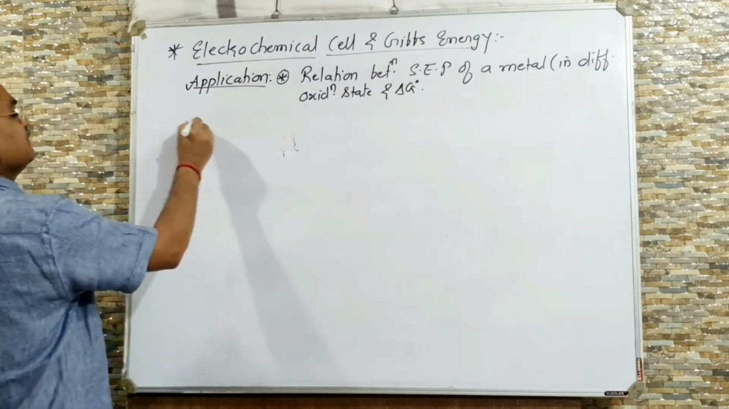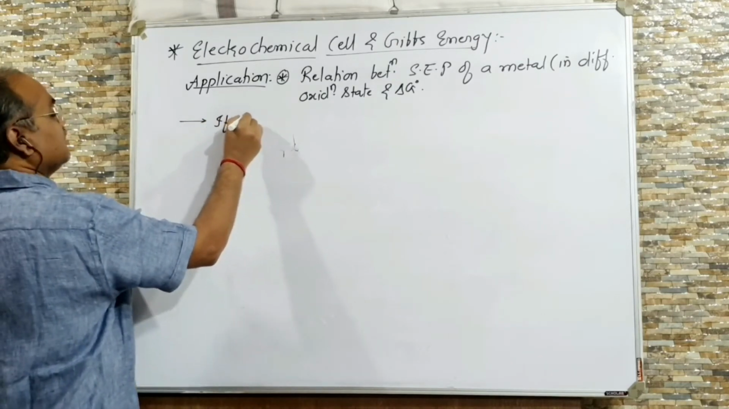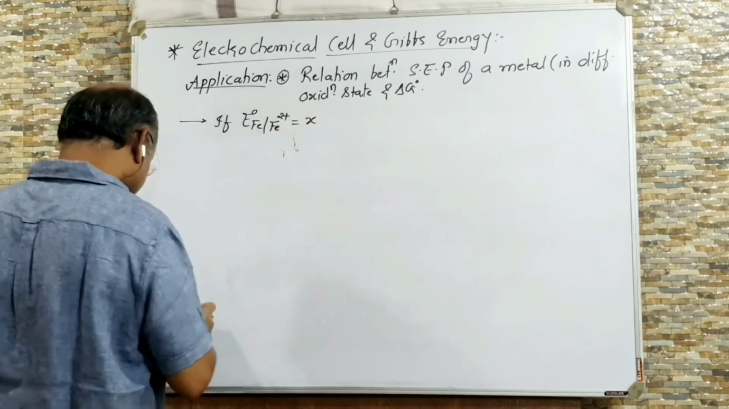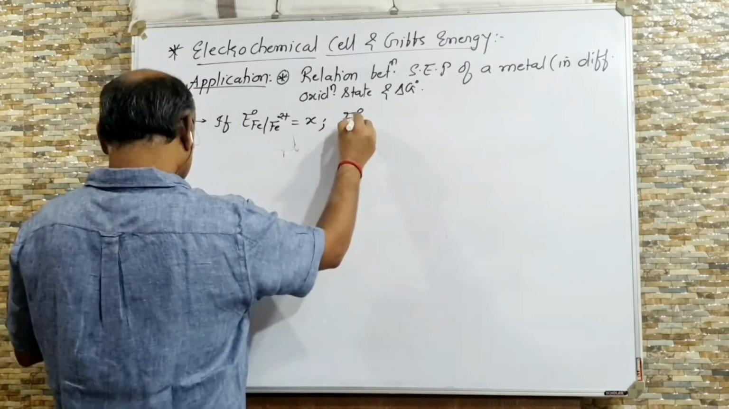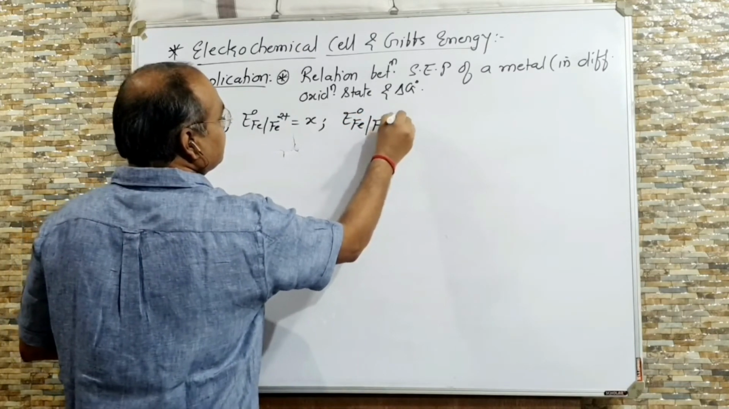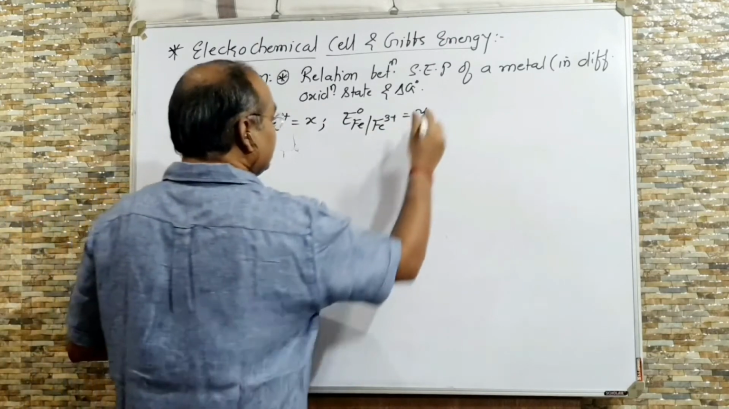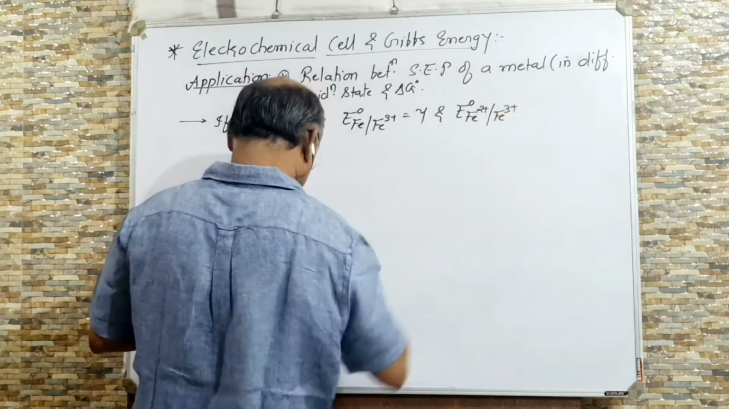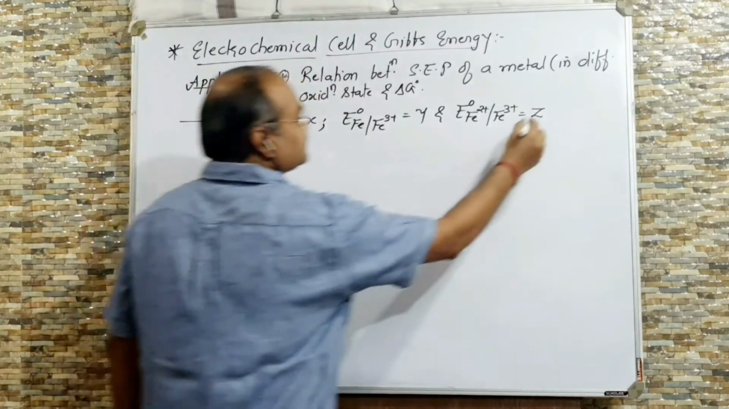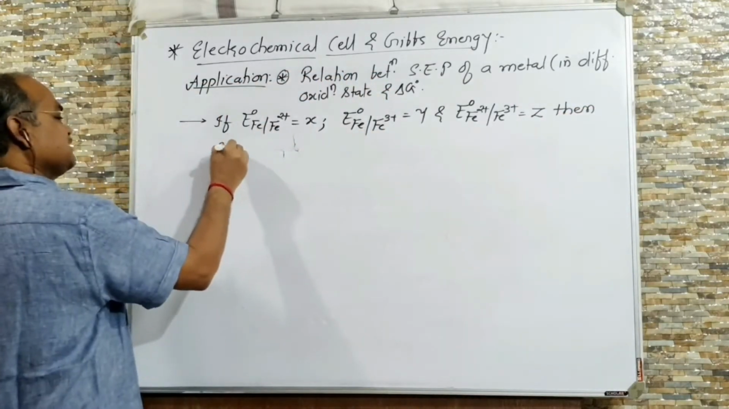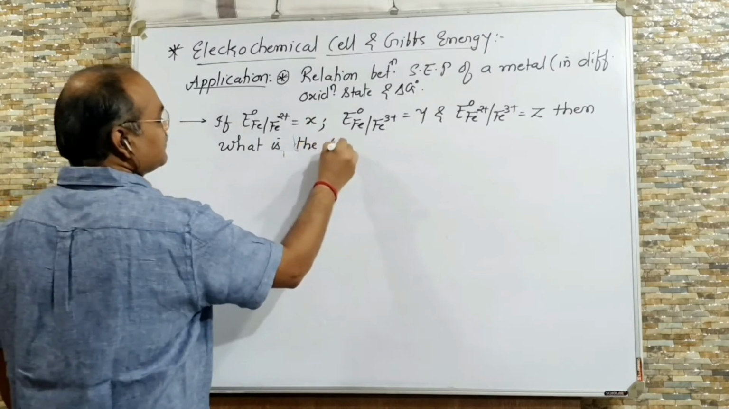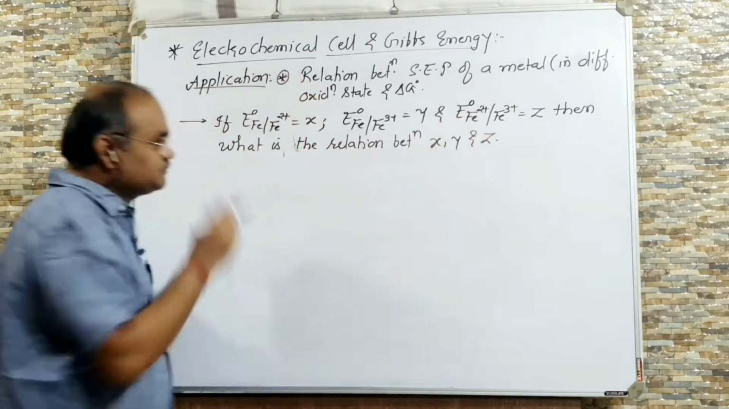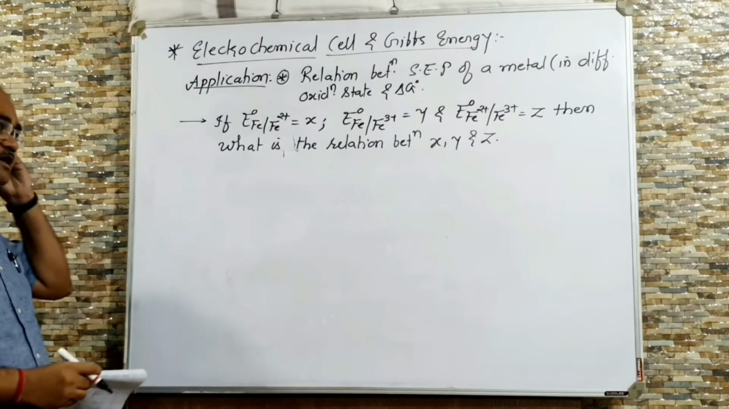Now, if you are given E0 Fe oblique Fe2+ is equal to X, E0 Fe oblique Fe3+ is equal to Y, and E0 Fe2+ oblique Fe3+ is equal to Z, then what is the relation between X, Y and Z? So first we'll find out the relation between X, Y and Z.